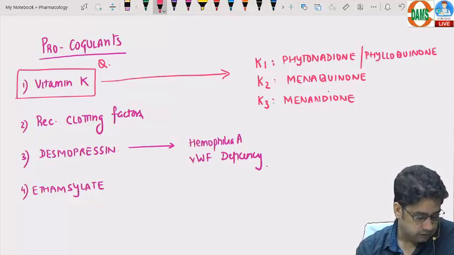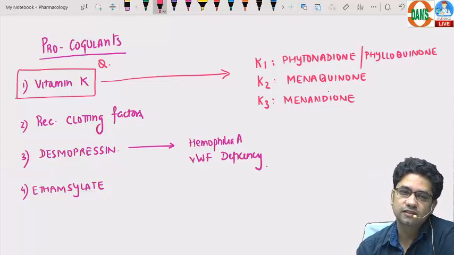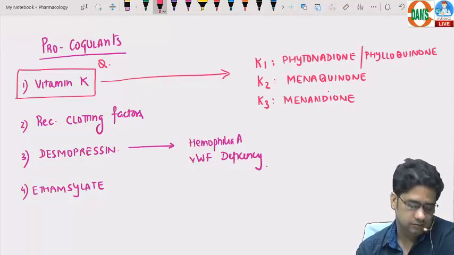Okay. Amisha is asking what is the advantage of using warfarin in 12 to 36 weeks. The major advantage of using warfarin is that it's an oral drug. Would you like to take injections for 9 months?